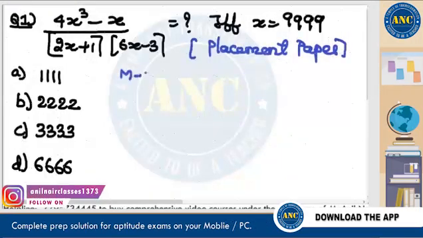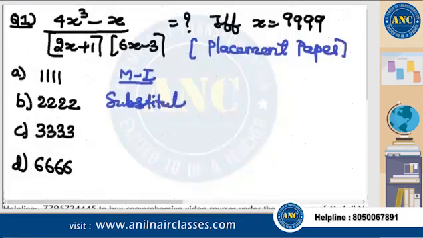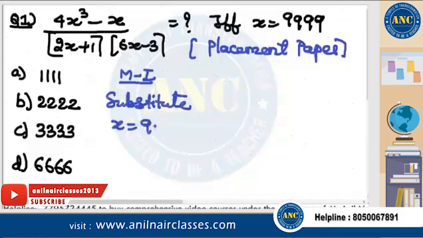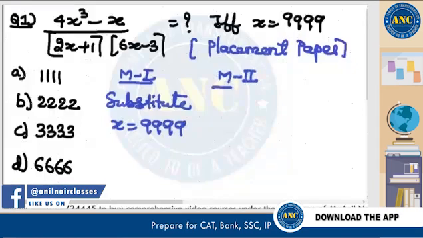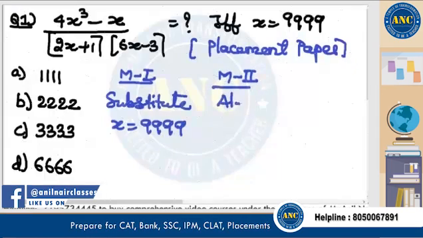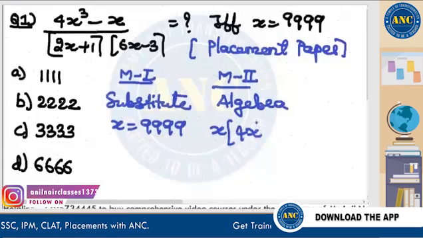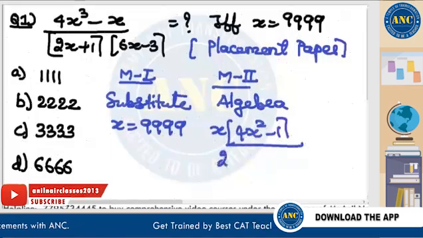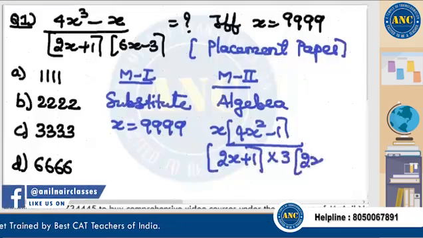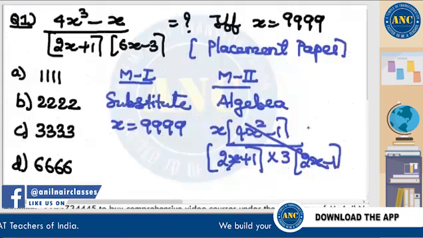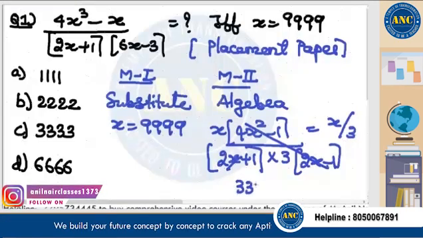Method 1: a student who absolutely hates algebra will substitute x equivalent to 4 nines. Method 2: students who know a little bit of algebra will take x common: x into (4x square minus 1) by (2x plus 1) into 3 into (2x minus 1). This cancels out. He will take x by 3. So the answer is 4 threes.